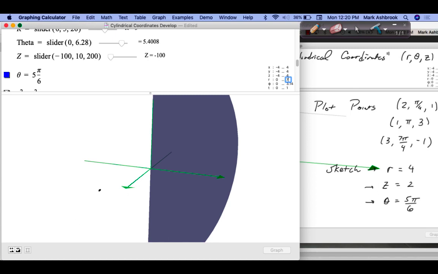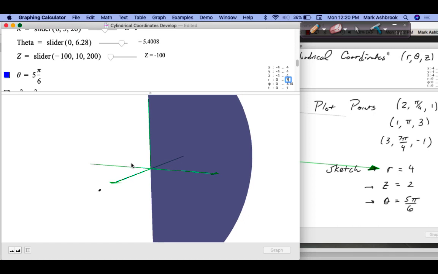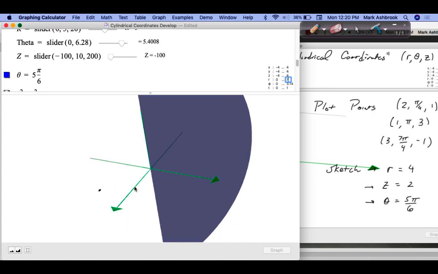What's your turn? Sometimes it does, sometimes it doesn't. I'm trying to get it to turn. It's not turning.